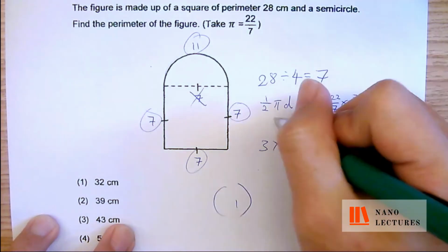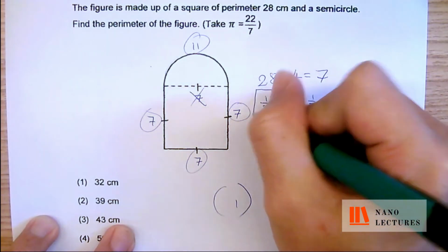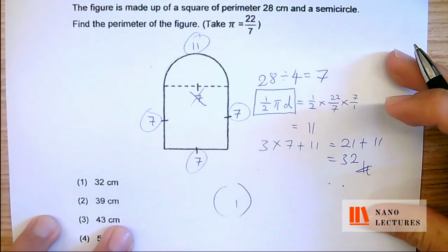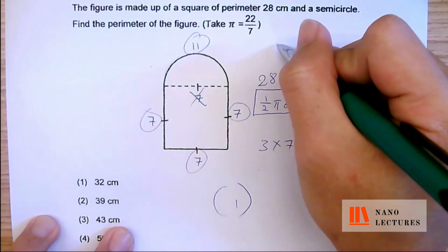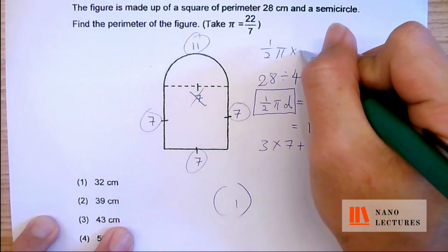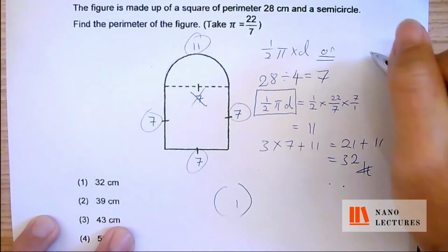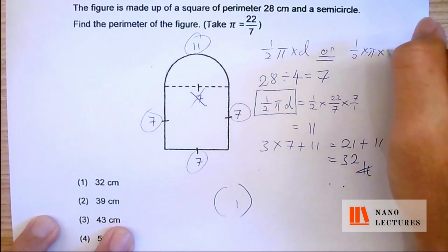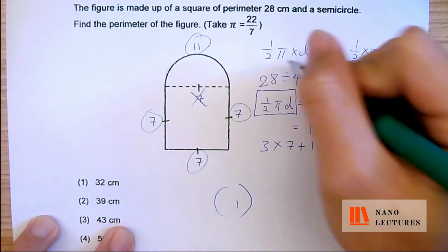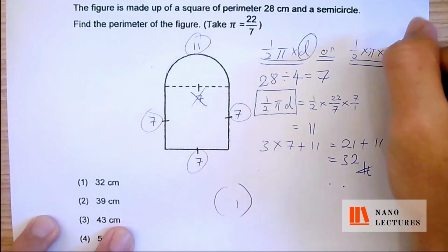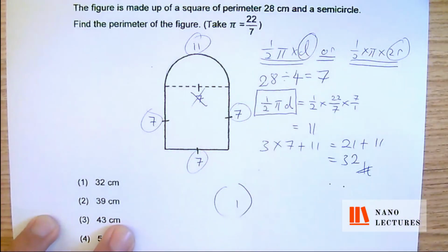So remember, for parents who are watching this, remind your child about this formula. A lot of kids will just learn all kinds of formulas and then forget all about them. If you are teaching them variation, it's either half times pi times d or half times pi times 2r. Both will be the same because your diameter is equal to 2r. It's exactly the same. Okay, done.